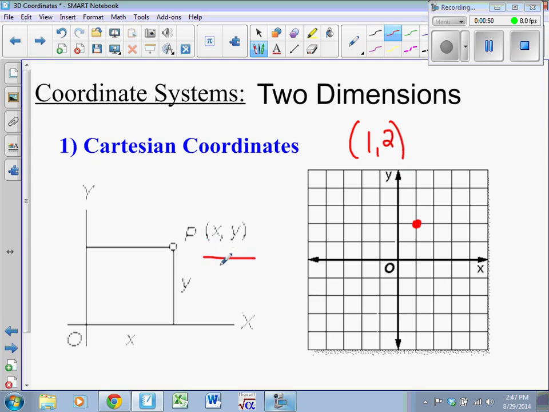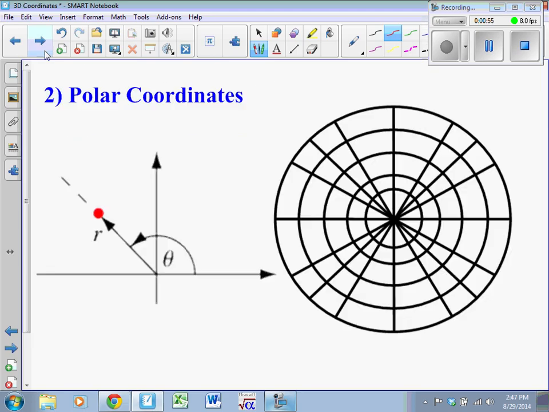But there are other ways of doing coordinate systems. There's another way that's known as polar coordinates, which we will look at later in the year in much more detail. Instead of saying you go over an X and then up a Y to get to a point, this is where you just turn an angle and then go straight out. So instead of saying you go over 1, up 2, you say you turn 30 degrees and you go out 2. A completely different way of doing it, but it still works.